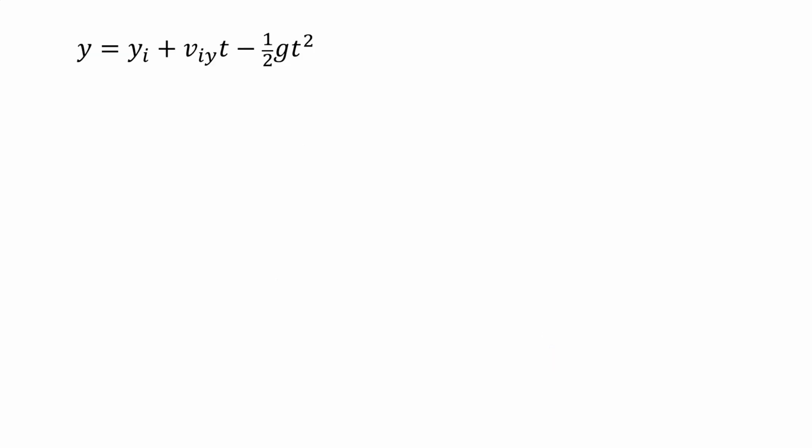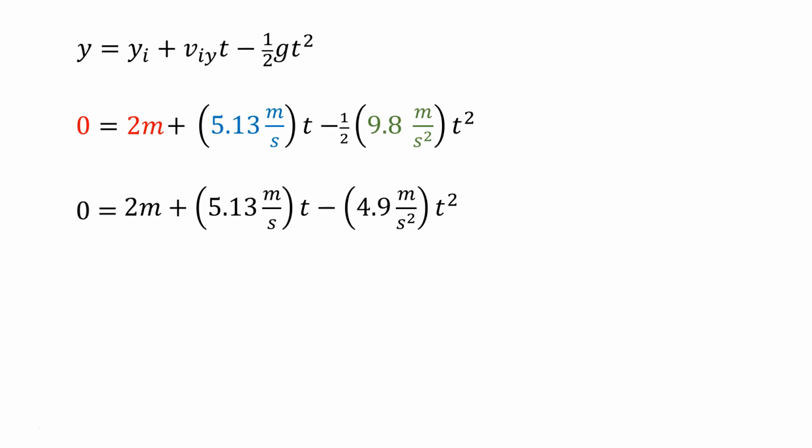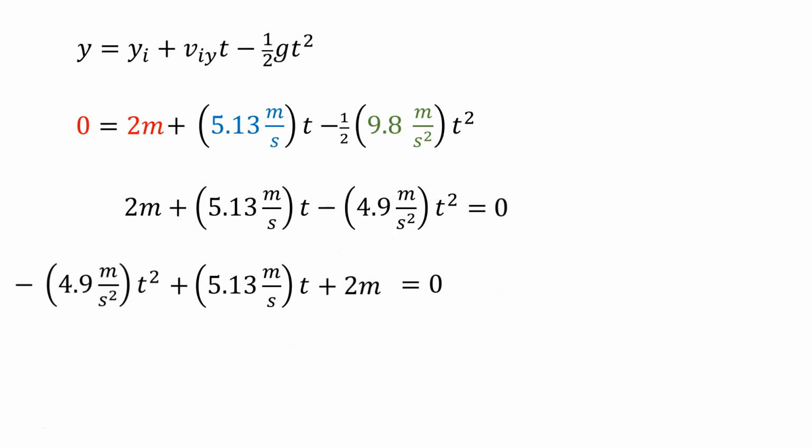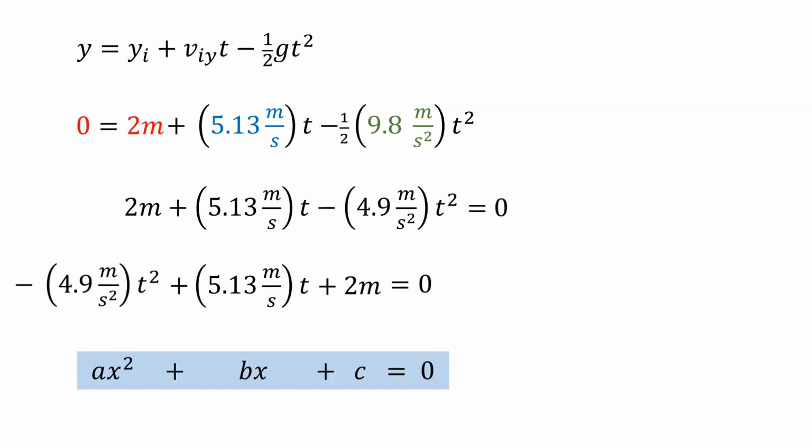Let's plug these values into our equation. If we reorder this equation, first by moving the 0 to the other side, and then moving the highest power of our variable t to the left and the constant term on the right, we can see the similarity to the quadratic function ax squared plus bx plus c equals 0. Instead of a function of x, it is a function of t. This means that we can use the completing the square method to solve for t.